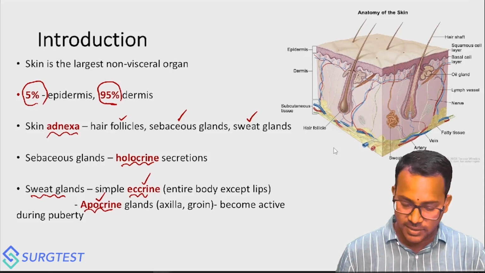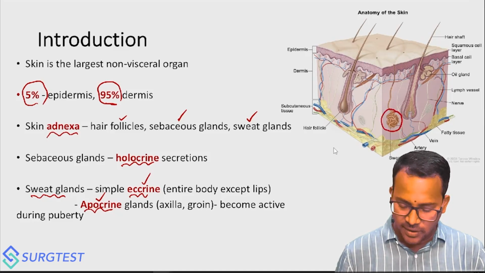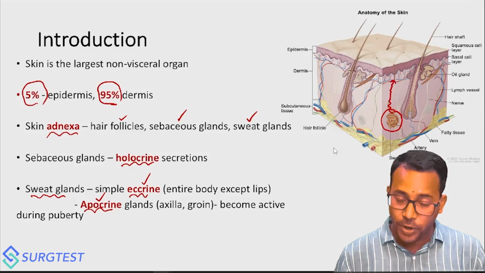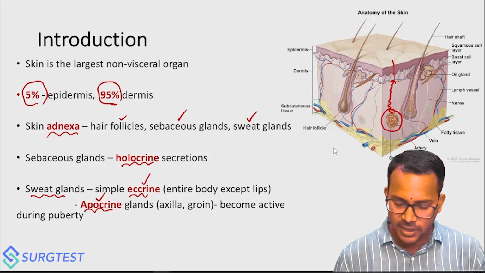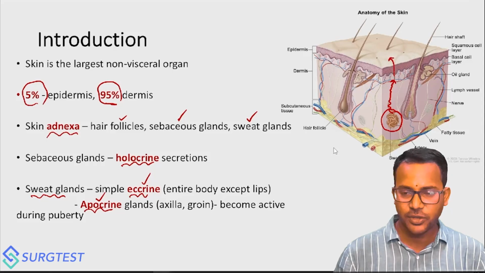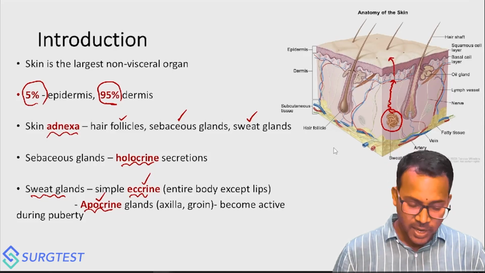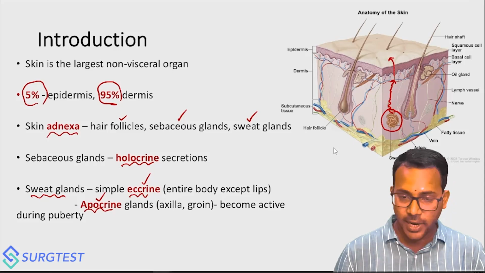As you can see in this diagram, these are the sweat glands and these are the simple eccrine sweat glands, which produce their secretions which are poured into the lumen of the duct, and they are at last produced onto the surface of the skin. So these are the simple eccrine sweat glands. The other kind of sweat glands are apocrine glands.